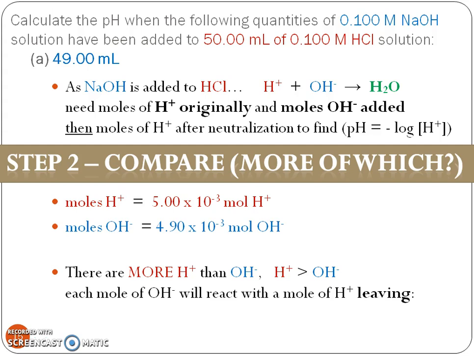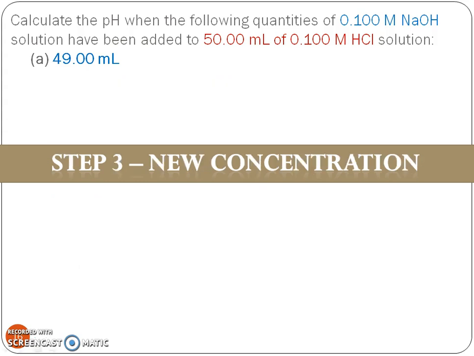Now we need to know how much H plus now is left behind. In other words, how much of this H plus do we have more of? Well, we're just going to easily subtract. We're going to take the 5 minus the 4.9 and get the 1 times 10 to the negative 4. So that's how many moles of H plus we have left over. Step three, now we got to deal with that new concentration. So remember, we have moles of the H plus in excess.